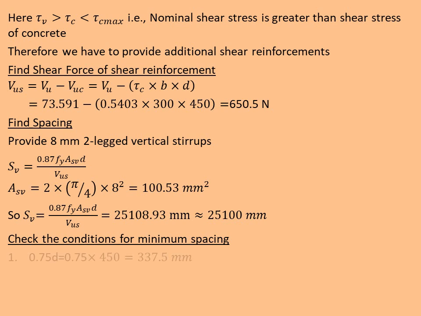So there's a condition for it, maximum spacing, that is the first one, 0.75 into D. We get 337.5 mm. Second is 300 mm. Third is the value we found, and we take the minimum value, that is 300 mm. Okay, so we got the minimum value as 300 mm for spacing. Hence we provide an 8 mm 2-leg vertical stirrup at 300 mm cross section.